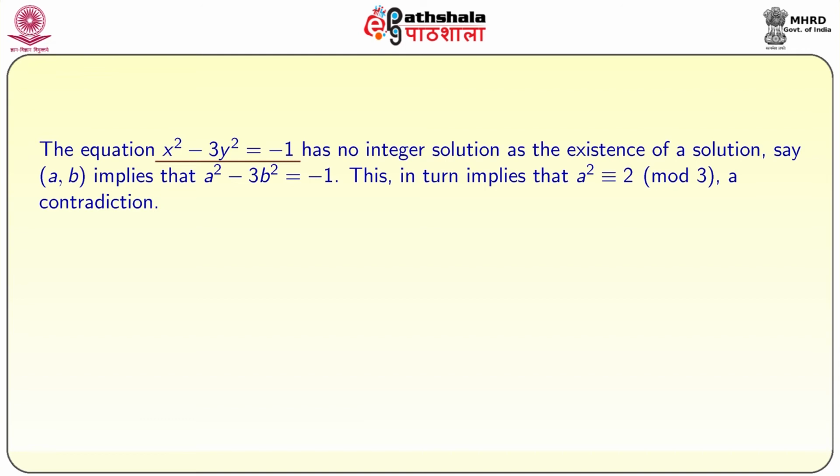The equation x² − 3y² = −1 has no integer solutions. Though this is not a Pell's equation, it is like a Pell type equation. In the Pell's equation we have x² − dy² = 1, here we have −1. So, it is called a Pell type equation. This has no integer solution, as the existence of a solution (a, b) implies that a² − 3b² = −1, which in turn implies that a² is congruent to 2 mod 3, which is a contradiction.